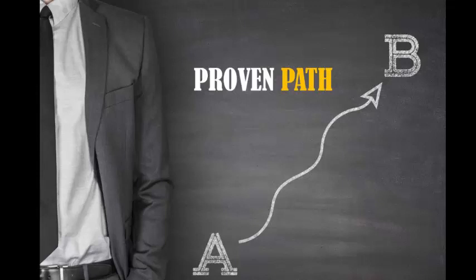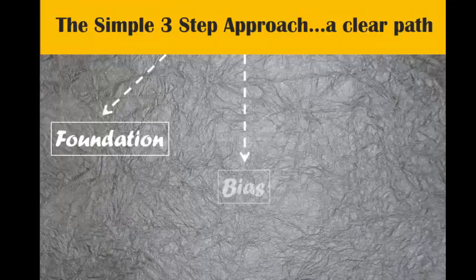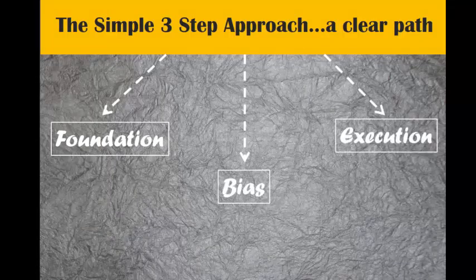So to do that, it's a simple 3-step approach. It's a clear path, right? It's a foundation of what you're doing, a foundation in your trading, a bias to give you that look in your trading, and then it's simply to be able to execute what your plan is. It's simple. It's a 3-step approach, right? So I'm going to show you that on the charts.